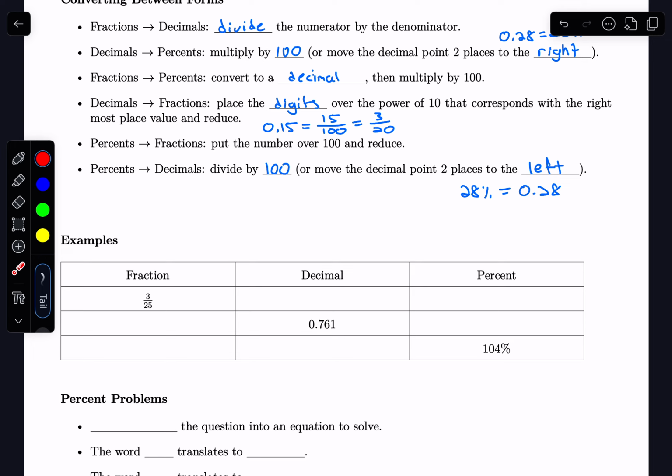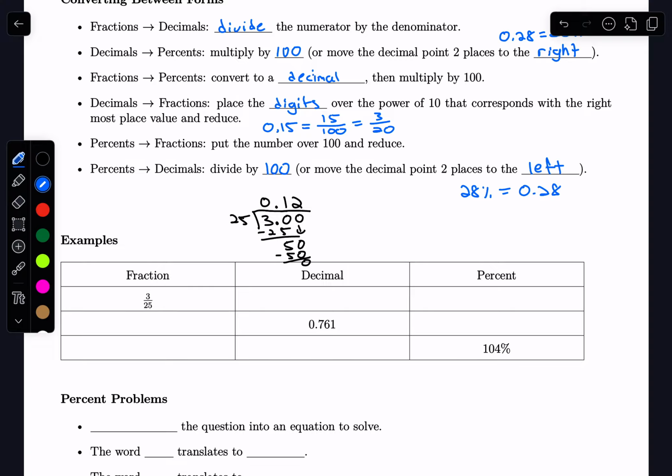25 goes into 30 once, so I subtract 25 down below. That leaves me with 5, and I need another 0 to drop down. So now I have 50 down there. 25 goes into 50 2 times, and so I am now done because when I subtract 50, I have a remainder of 0. So 0.12 is the same as 3 over 25.